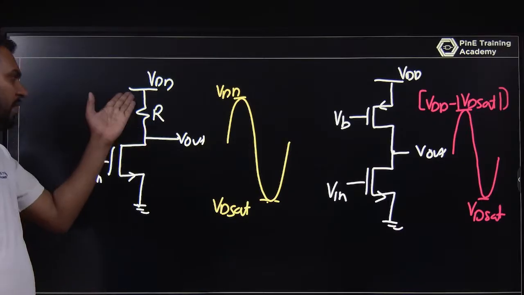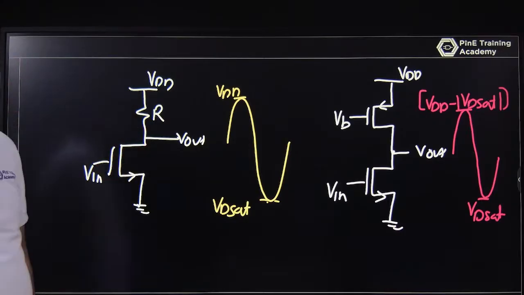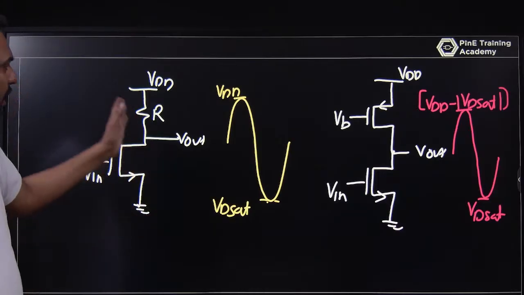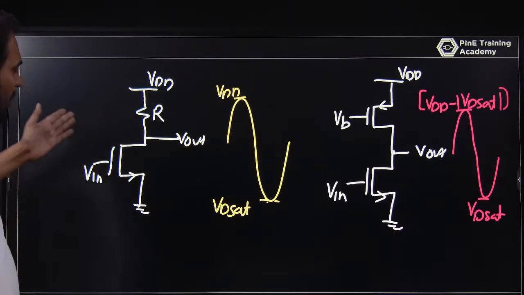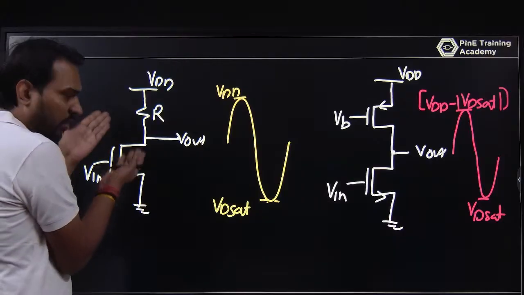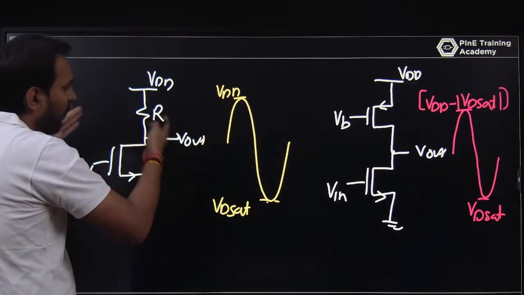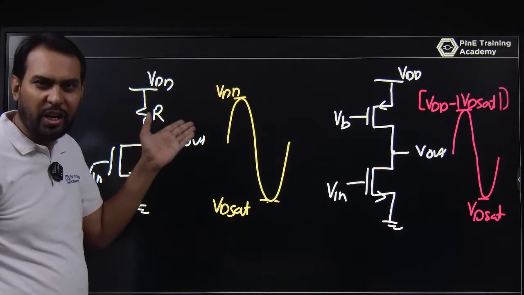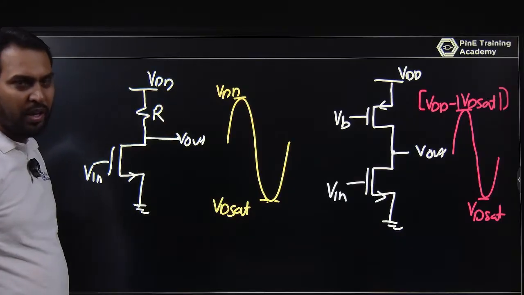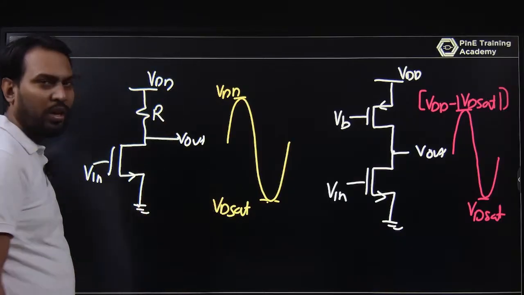But the problem is that resistance fabrication is very tough. So we can replace this resistance. If you are designing a layout of that, it will take a large area because R is 10 kilo ohm or 50 kilo ohm and like this. And this will provide a higher layout.